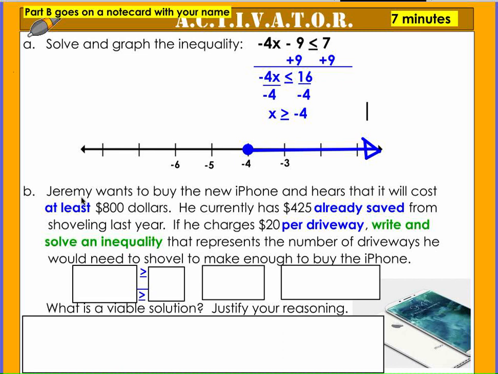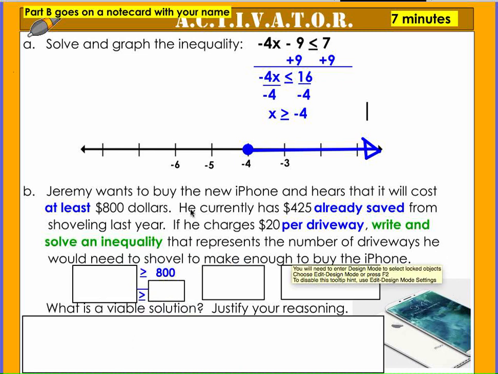Can he save exactly $800? Sure, absolutely he could. He could definitely save $800 and still hit the at least $800, but he could not save less than that. So we need to have $800 or more. So the symbol that we use here is the greater than or equal to. And I know it has to be greater than or equal to my $800. So everything that I'm saving needs to be greater than that.